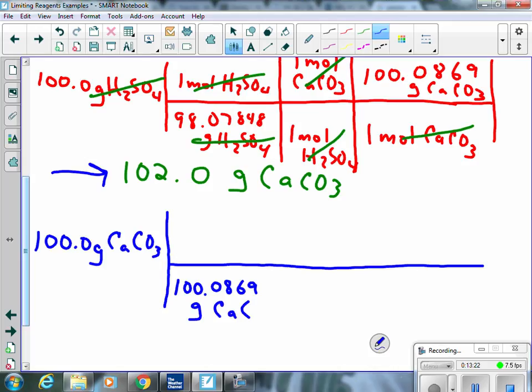Right now, the first equation, I just got the limiting reagent. Okay? Now, I'm going from calcium. I determined that calcium carbonate was my limiting reagent. Now I'm going mass to mass from calcium carbonate to calcium sulfate, because that's what the question actually asked.